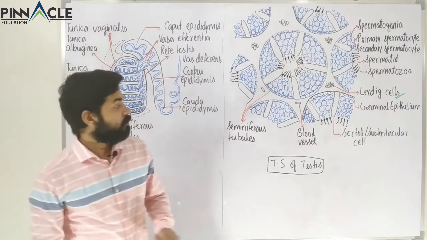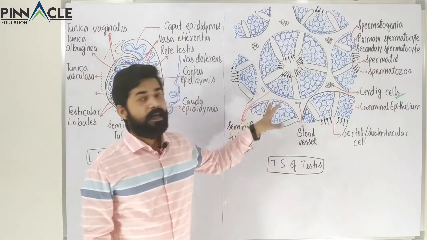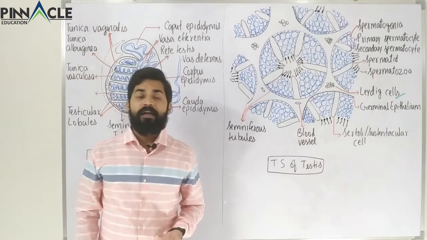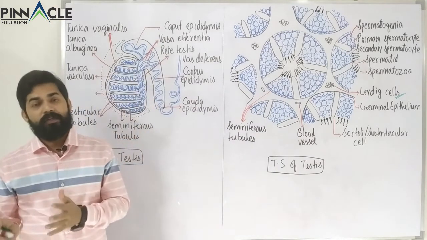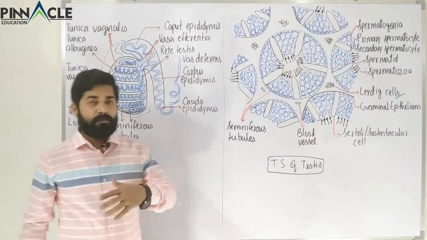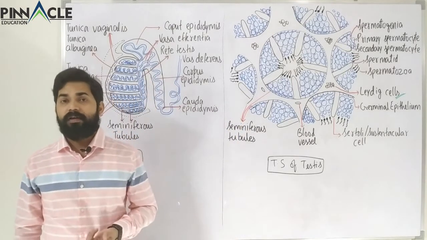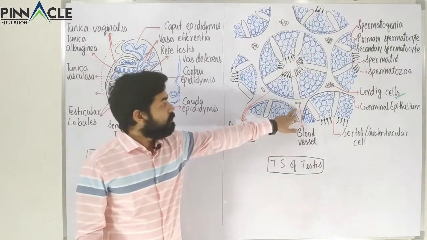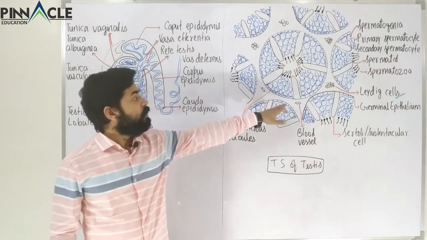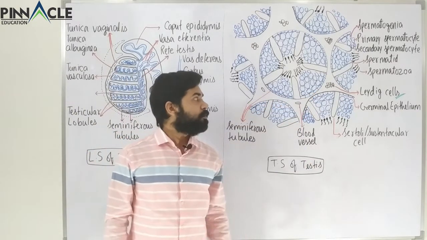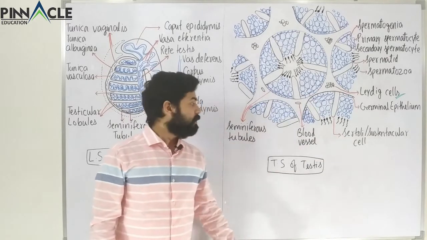testosterone. Apart from that, obviously every living tissue requires blood, because blood supplies nutrients and oxygen, and apart from that, blood takes away waste. So it is very much obvious that in any organ we will have blood supply. So you can see blood vessels here and there. So apart from that, in the interstitial space, we have already seen the Leydig cell.